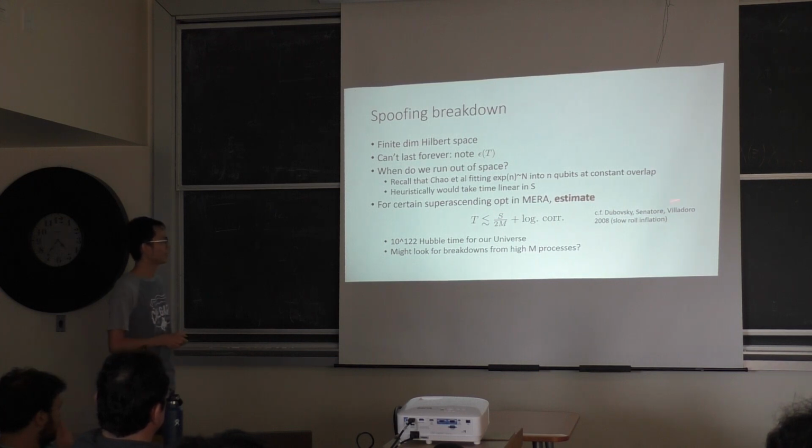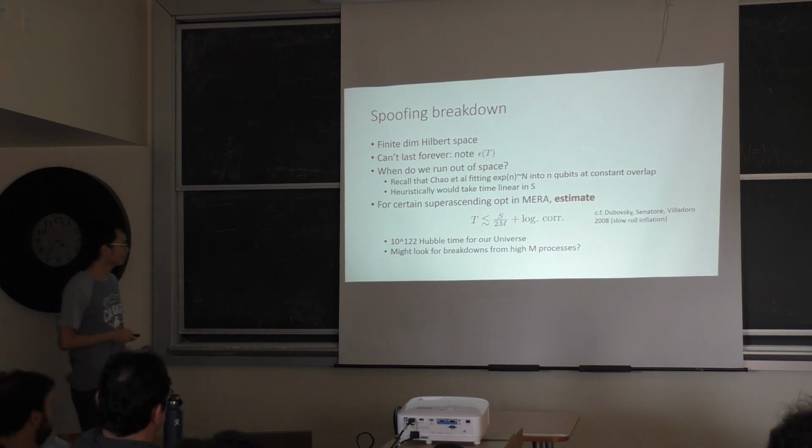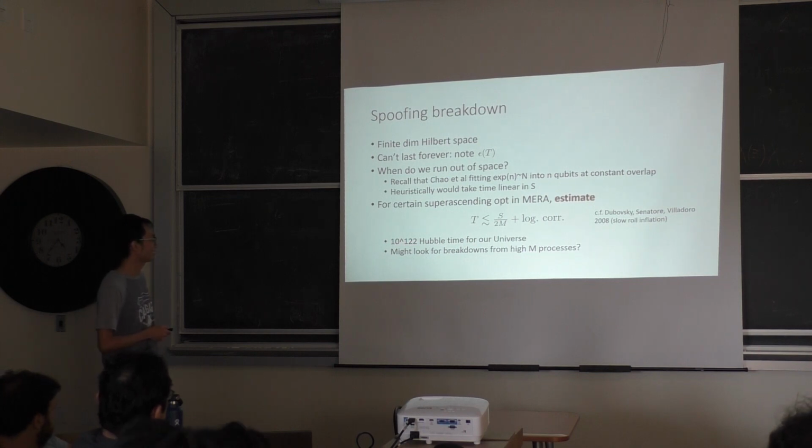Incidentally, this number, S over 2, actually coincides with what they derived using slow-roll inflation, but there are arguments I don't understand very well. But the point is that you can actually have this apparent growth of de Sitter space for a very long time, right? Because S is actually very large for our own universe, it's 10 to the 122. So it means that up to this 10 to the 122 Hubble times, it's actually very hard to tell that your space is being spoofed.